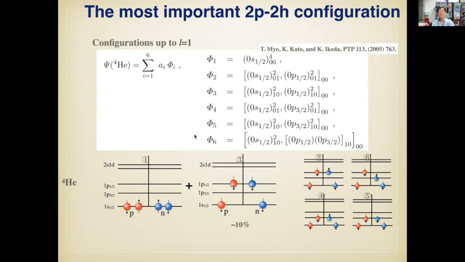I just picked up only one, the 1 h bar omega excitation. So there's an excitation like this. It's here. This 3 is this coupling. So 2 particles go to the p1/2 state and couple to spin 1 and isospin 0. So this is this configuration.